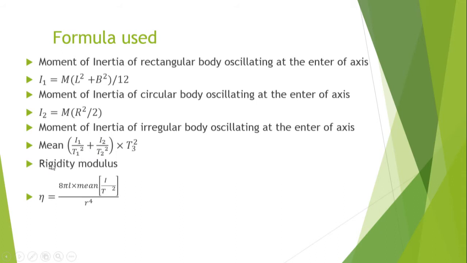We can also calculate the rigidity modulus. Rigidity modulus eta is equal to 8 pi L, where L stands for the length of the specimen wire, times the mean I by t square, divided by r to the power of 4, where r is the radius of the wire. These are all the formulas used to conduct the experiment.